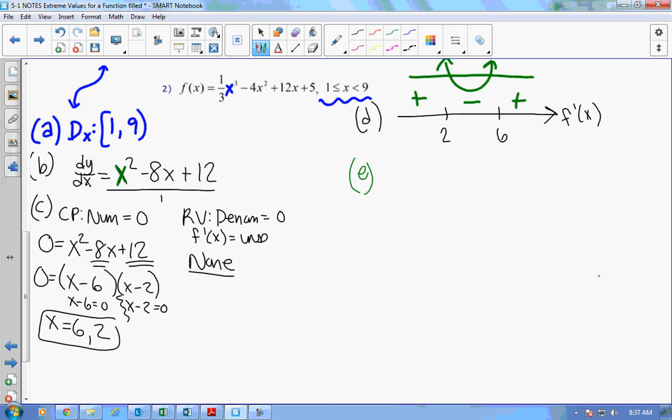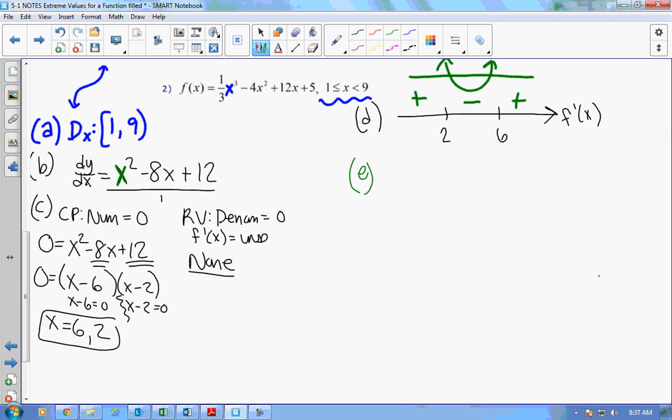This lesson was talking about maxes and mins. Because the original function f of x was a cubic, is it going to have an absolute max, an absolute min? We would almost say no, except for, we have a restricted domain. We're only looking from 1 to 9. So this one's actually going to have an absolute.